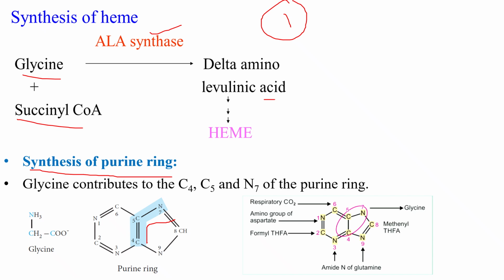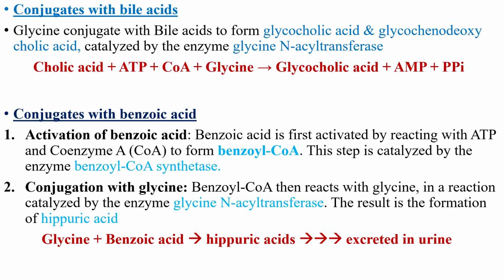the different contributions to the purine ring. You can see the sixth carbon is from carbon dioxide, the first nitrogen is from aspartate. Likewise, the fourth, fifth carbon and the seventh nitrogen of the purine ring are contributed by glycine. You can see here one nitrogen, one carbon, and one carbon from a glycine. Next, conjugation with the bile acids. Glycine conjugates the bile acids to form glycocholic acid and glycochenodeoxycholic acid, and this is catalyzed by the enzyme glycine acyl transferase.